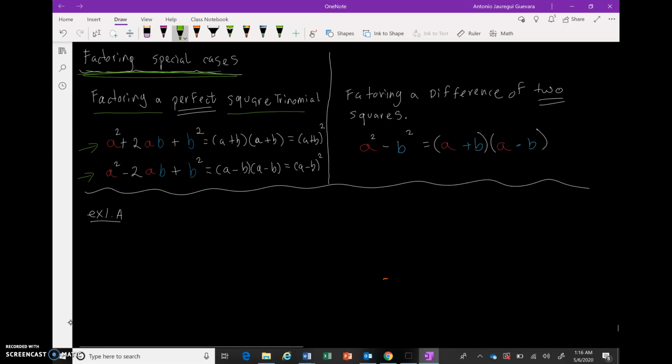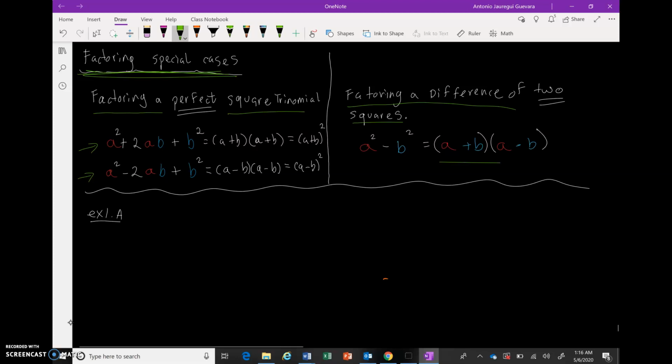And then the other category is factoring a difference of two squares. These are just two of the most recognizable formats for when we factor. That's what we call special cases. This one we normally recognize when we see a squared minus b squared, and that'll give you this.